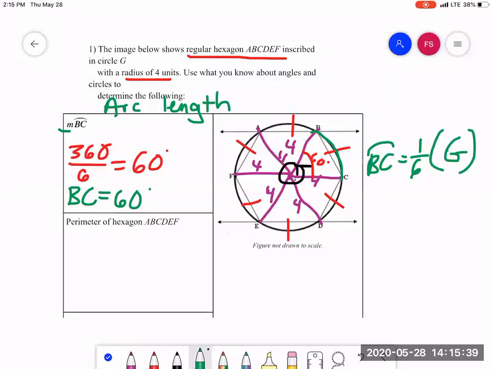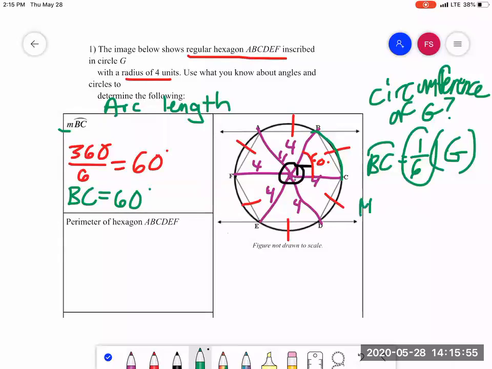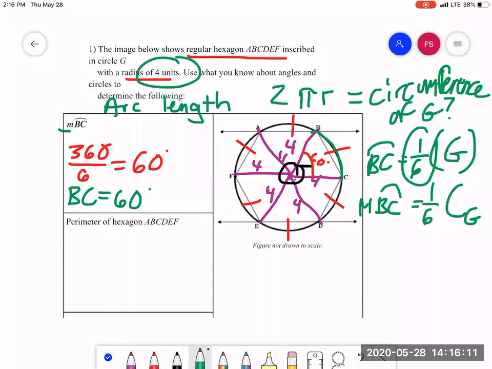So now to figure out this arc length, what we first need to do is figure out the circumference of G. And then we're going to multiply that by 1/6. So the measure of BC is going to be 1/6 of the circumference of G. So remember, to find circumference, it's 2 pi r. And we know r is 4.